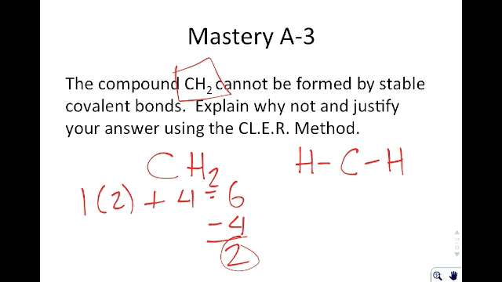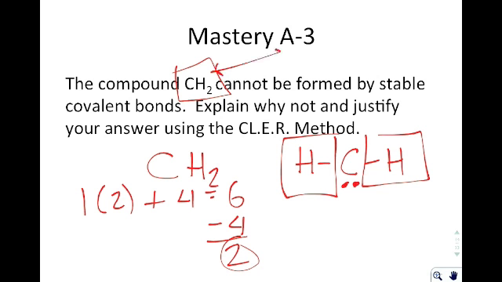Now, hydrogen is completely satisfied. It doesn't need any more electrons. So really the only thing that needs electrons is carbon. So I can put those 2 electrons there. The problem is that carbon is still not satisfied. It still needs another pair of electrons that it needs to get from somewhere. So because of that, the CH2 molecule is not going to form.